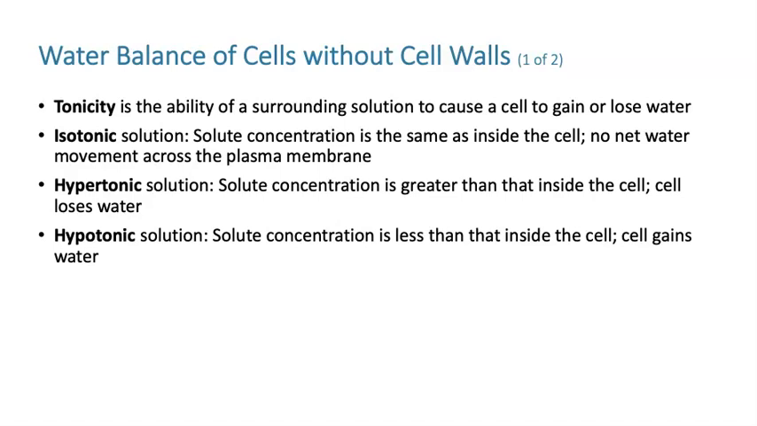The next term is hypertonic. In a hypertonic solution, the solute concentration is greater outside the cell than it is inside the cell. If the solution concentration is greater outside, the cell is going to lose water, because remember, the solute is not able to move into the cell. So that means water has to leave and go outside of the cell to reach dynamic equilibrium. Hypertonic causes cells to lose water.